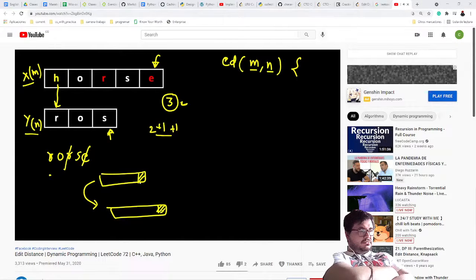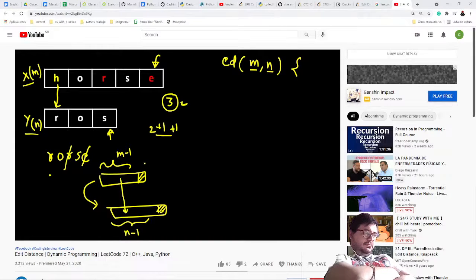So what you will try to do in the remaining m-1 characters, if you can convert the remaining m-1 characters to this n-1 characters, then your job is done, since the last character is already the same. So depending on that, we can have a few scenarios.